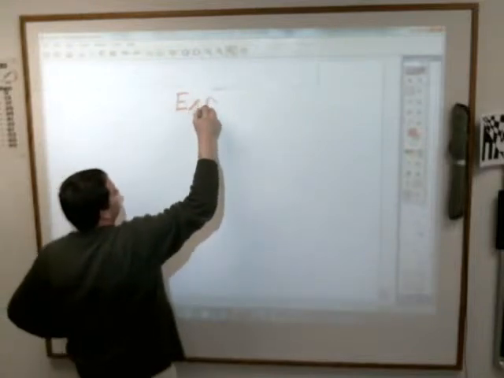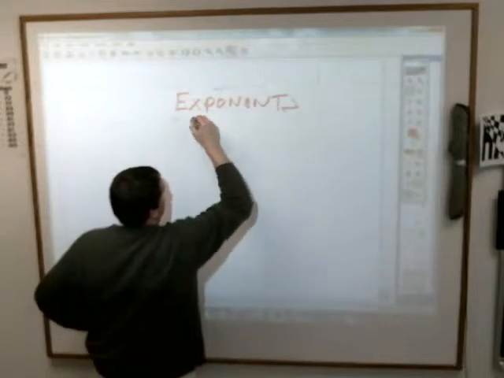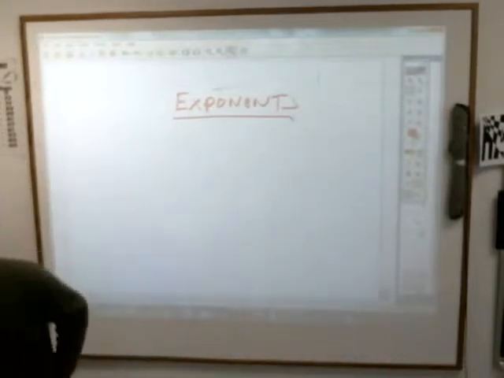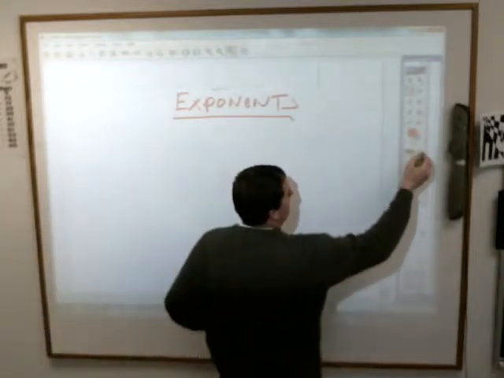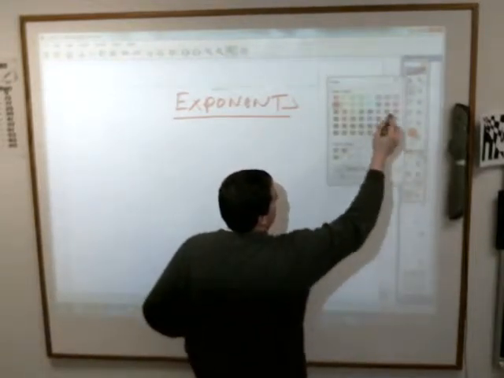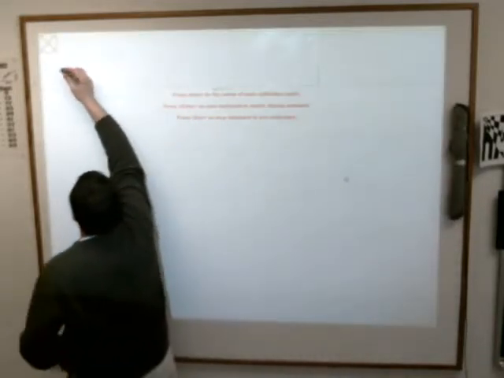Exponents. And pay close attention because people get this wrong all the time, and there's really never a good reason to get it wrong, but they do. Let's write this thing down there. So before we do that, we're going to calibrate.